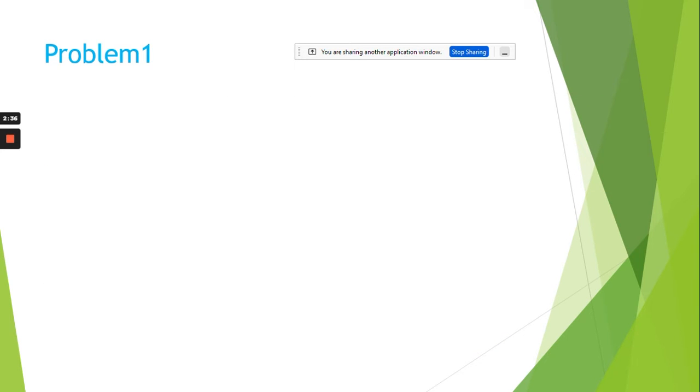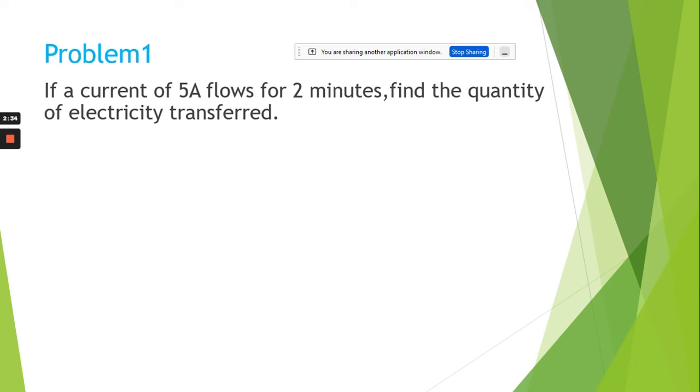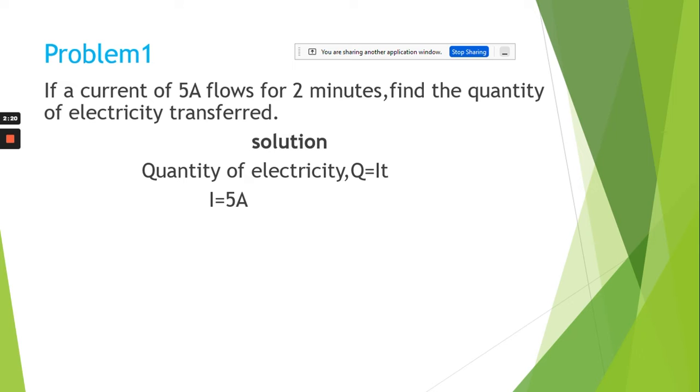Let's look at the problem. You are given a current of 5 amperes which flows for a time of 2 minutes, and you are told to determine the quantity of electricity. So we apply the formula Q equals IT. We have current as 5 amperes and time as 2 minutes, so we convert to seconds, and we apply the formula as shown on the display, and finally the product is 600 coulombs, which is the quantity of electricity transferred.